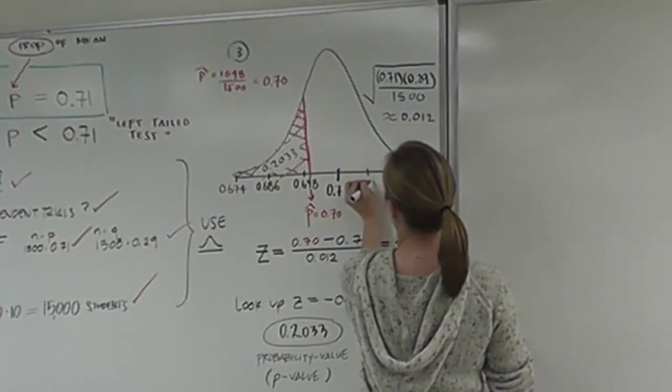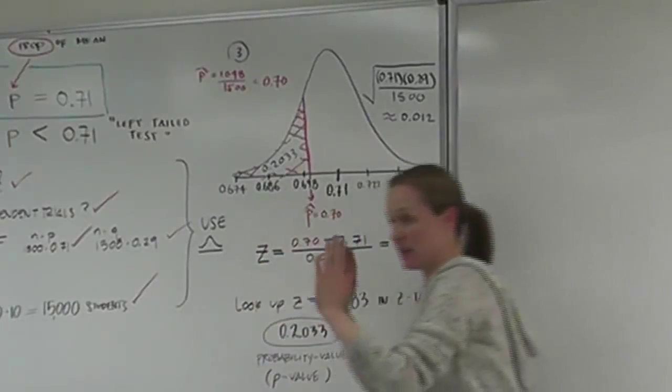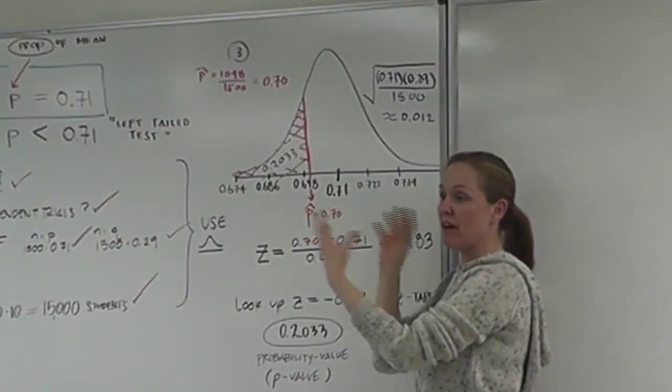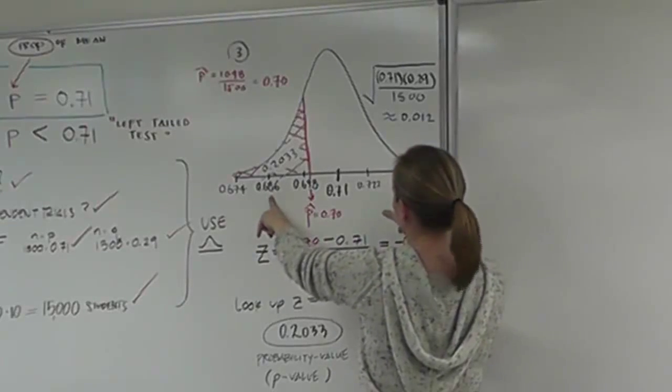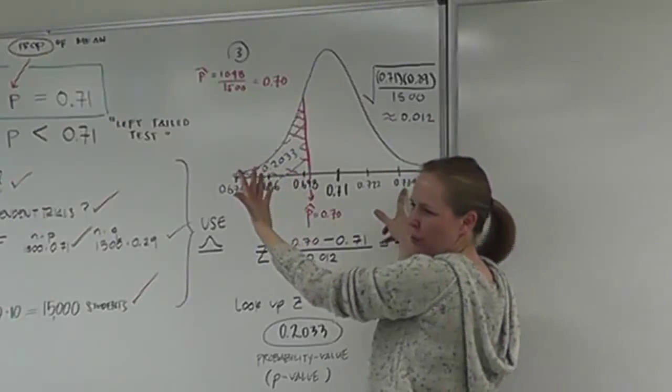What was this one? 2.2. Thank you. So 95% of all samples of size 1,500 should, with normal variation considered, have a result somewhere between 0.686 and 0.734. And ours fell right in the middle of that, so it's not that unusual or overwhelming.